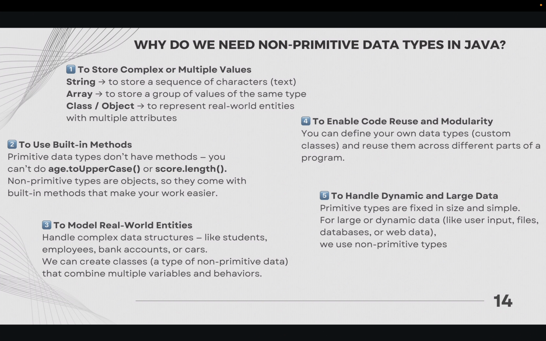In short, we need non-primitive data types because they let us store, organize, and manipulate complex data. They support methods for easier processing. They allow object-oriented programming. They make our programs more flexible and powerful.